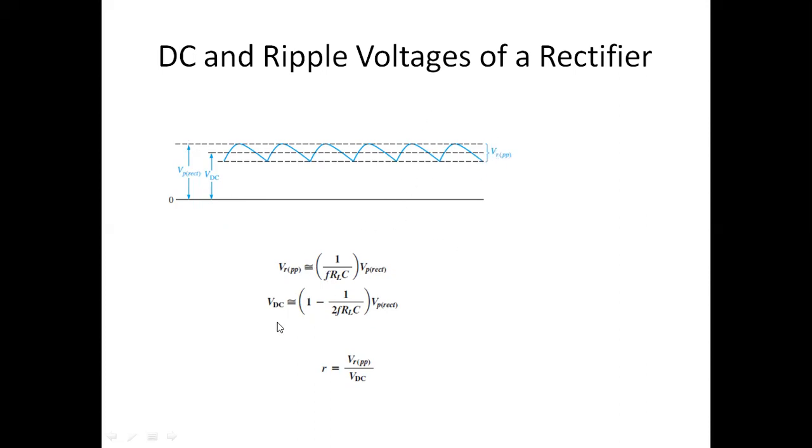If you wanted to know what the DC voltage is, you would use this formula again. The DC voltage is approximately equal to 1 minus 1 over 2 times frequency times resistance times capacitance, multiplied by the peak rectified voltage. And then we have something we call a ripple factor, this parameter here. Ripple factor is the ratio of the peak to peak ripple voltage to the DC voltage. Okay.